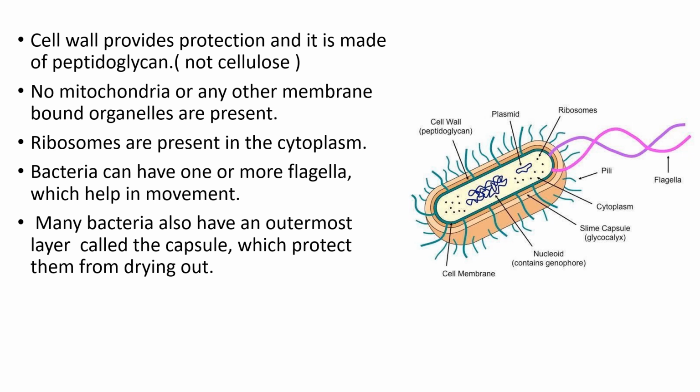Bacterial cells do not have any membrane-bound organelles such as mitochondria or chloroplasts, but ribosomes are present. They are not covered with a cell membrane. Ribosomes are lying in their cytoplasm. Some bacterial cells have one or more flagella which help them in movement. Many bacteria also have a special structure called the capsule. This capsule is found outside the cell wall and it has a protective function. The capsule can keep the bacterial cell from drying out.